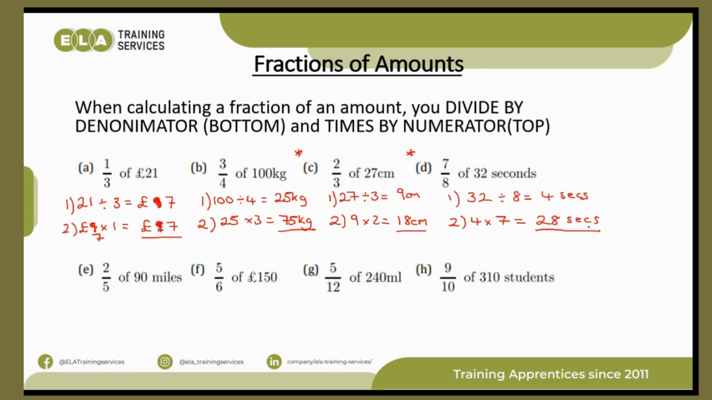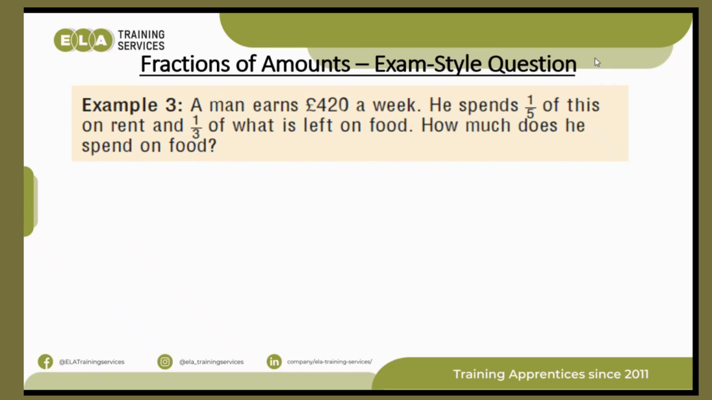So now we're going to look at them as if we've got a problem question. A man earns £420 a week. He spends 1/5 of this on rent and 1/3 of what is left on food. How much does he spend on food? So our first step, step 1, is we have to do 1/5 of £420. Now, we know we have to do 420 divided by 5. We've got an answer, and then we times that answer by 1.